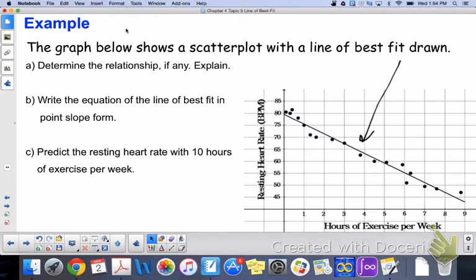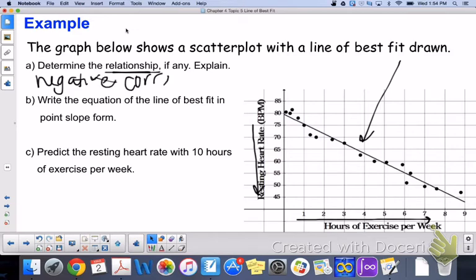Know that when you draw a line of best fit, yours may not be exactly the same as mine, or exactly the same as your neighbor's, and that's okay. So in this one, this is a downward slope, which means as your hours of exercise per week increase, the resting heart rate decreases. So there is a negative correlation. I'd like you to write the explanation: as your number of hours of exercise increases, your resting heart rate decreases.